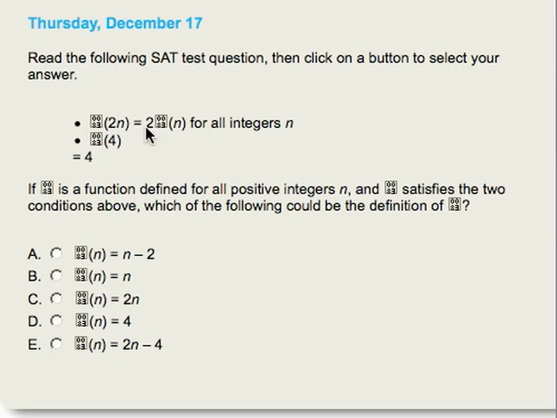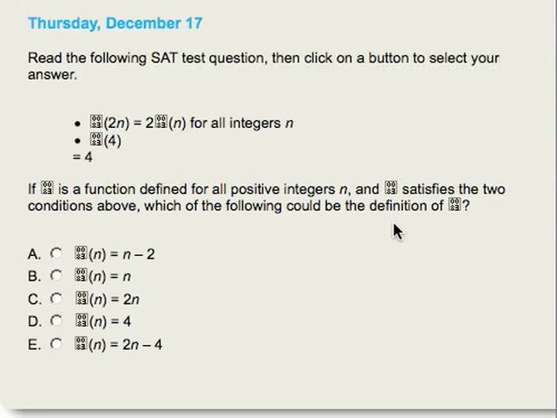So we've got box 2n equals 2 box n for all integers n, and then box of 4 equals 4. If this weird box is a function for all positive integers n, remember, every word's important, so we're only dealing with positive integers, and it satisfies both of these conditions, which of the following could be the definition of that? Remember, at the end of the day, it only comes down to what they want to know. That's the only thing they care about, right? WTWK: what they want to know. So, what could be the definition of box?